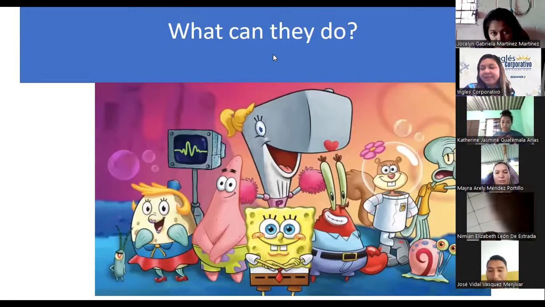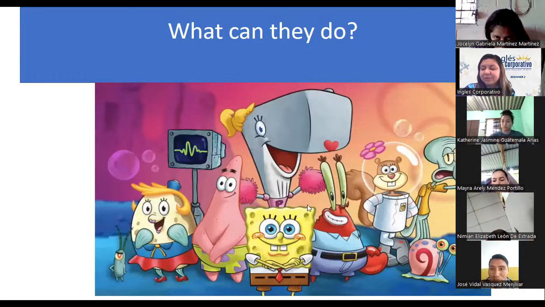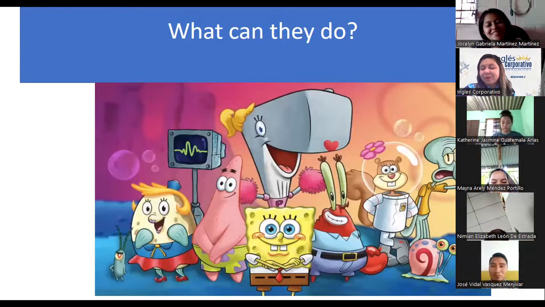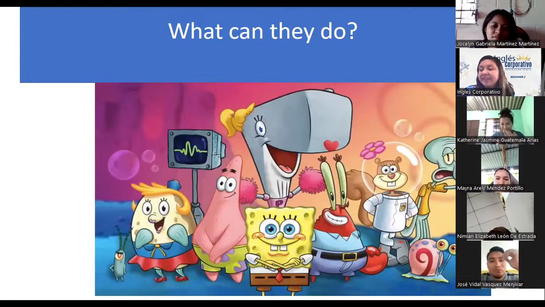Okay, we have here, what can they do? Do you know what cartoon this is? SpongeBob. Exactly. And we have different characters. We have, for example, Plankton, Mrs. Puff, the computer Karen, Patrick, SpongeBob, Mr. Krabs, Sandy, Squidward, Gary, and I don't remember in English the name of this, but it's Perlita, right? Little Bird.